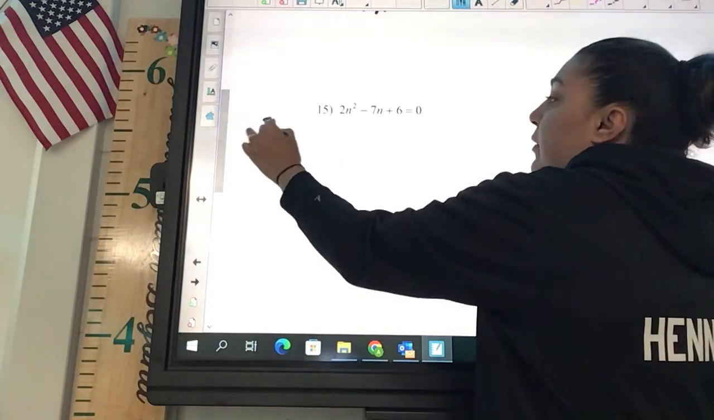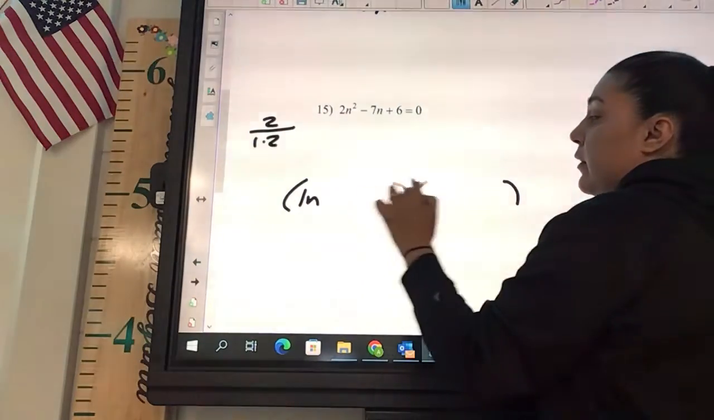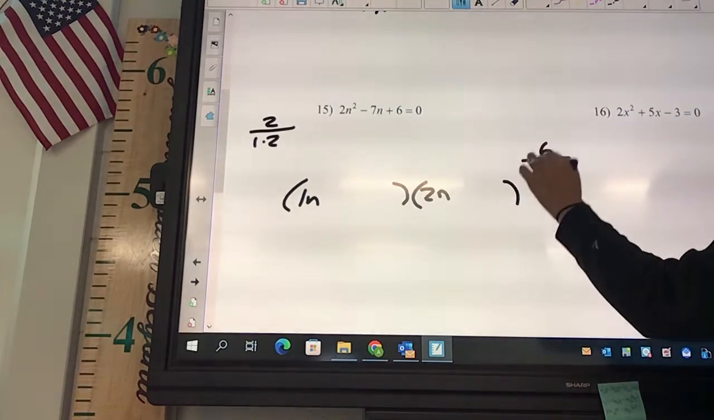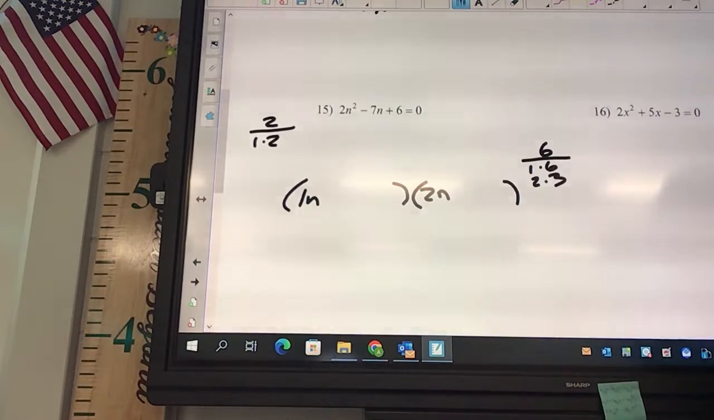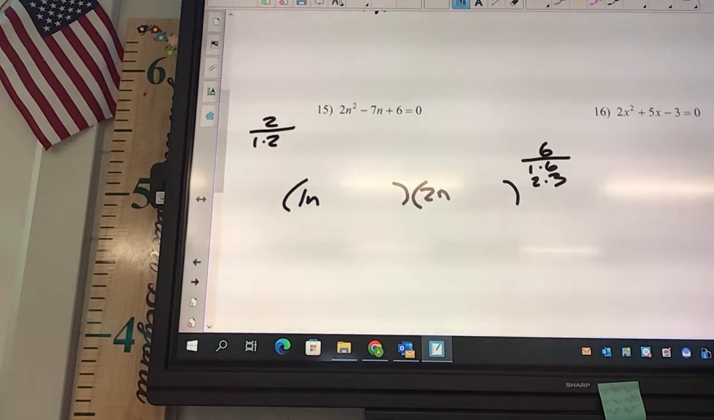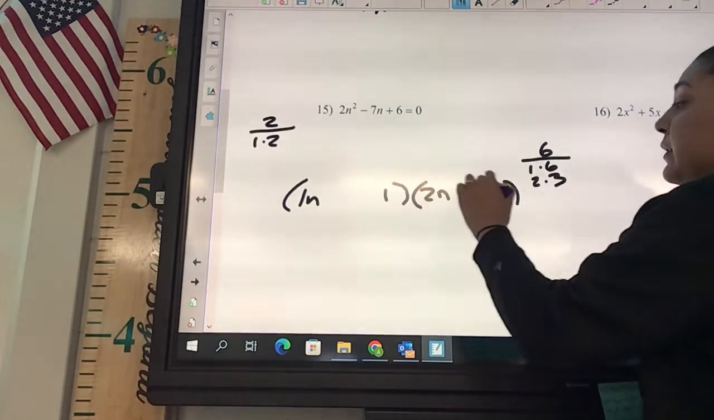Okay, 15, we're going to find the factors of our first number, which is 1 and 2. So we can say 1n, 2n. Then we find factors of 6. We got 1 and 6, 2 and 3. How many options do we have to check? You could do 1 then 6, or 6 then 1, right? 2 then 3, or 3 then 2. See how I got 1, 2, 3, 4? That means you have 4 options. You need to check all of them until you get it. Let's try 1 and 6.